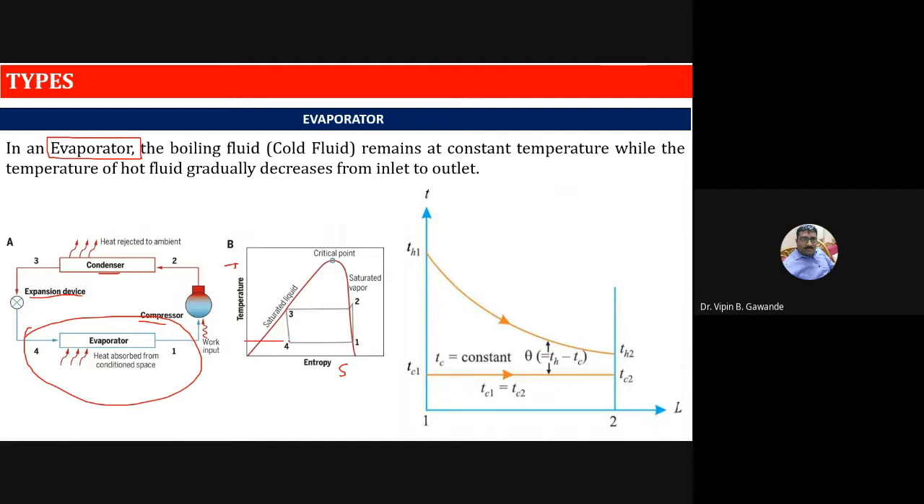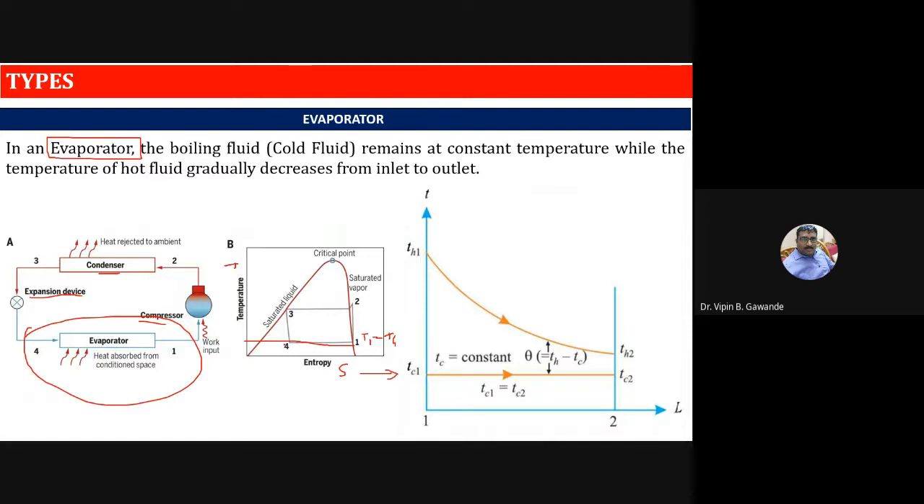This is the straight line, that means T1 is equal to T4. Okay. So now, in the evaporator we have the cold fluid. So these temperatures T1 and T4 are related with the cold fluid.